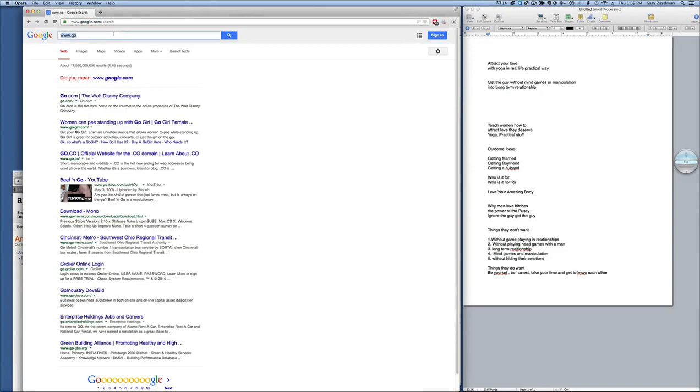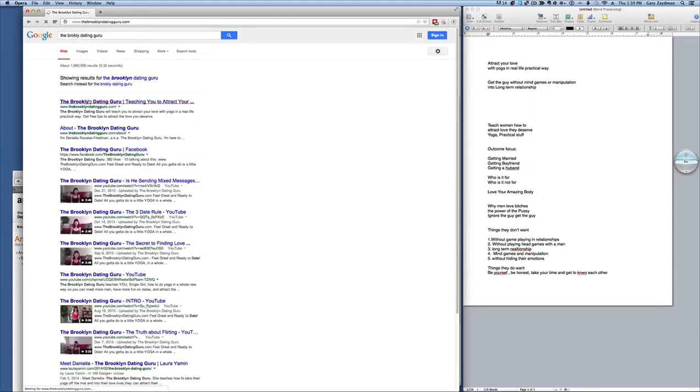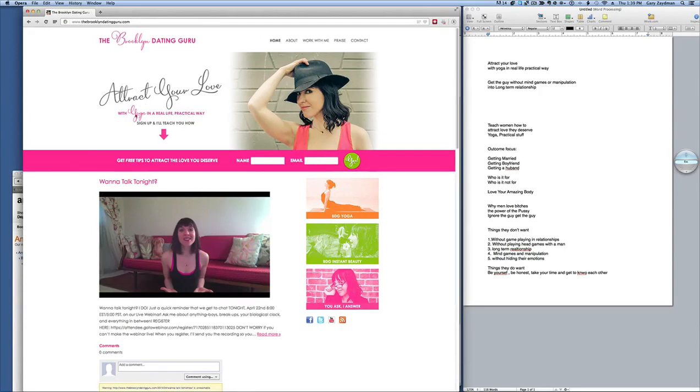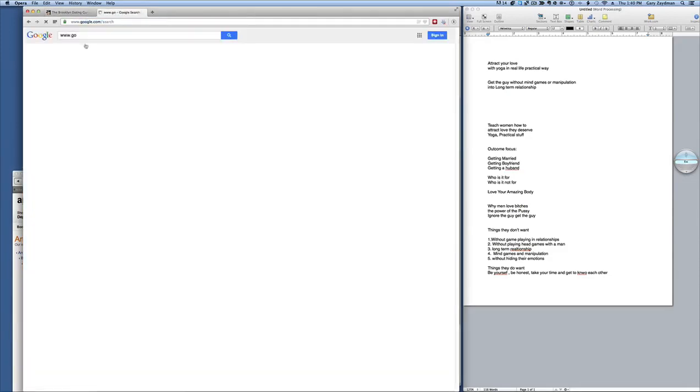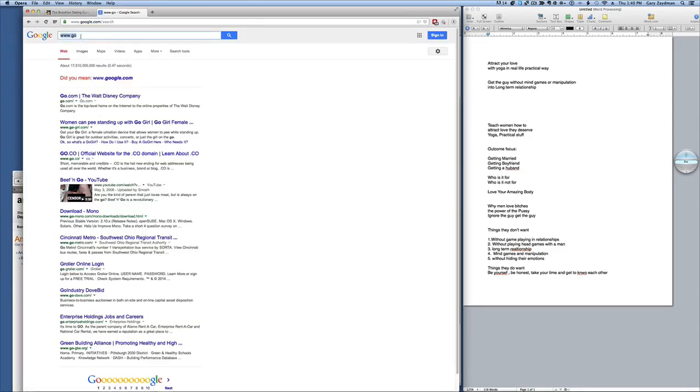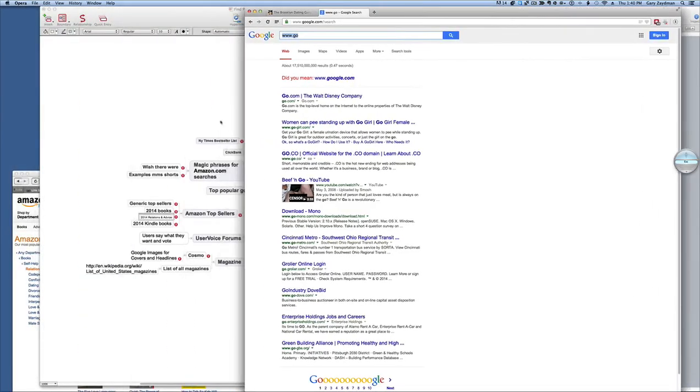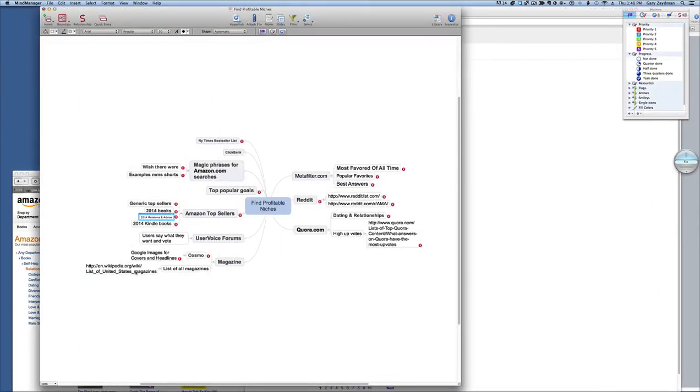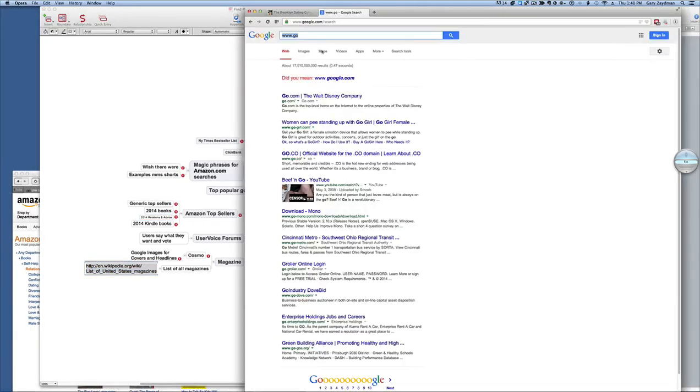So if we go back here to the Brooklyn Dating Guru, what it says at the top is: attract your love with yoga in a real life practical way. A strategy you could use to get a much better, clearer, more specific headline is to follow what magazines do. Magazines spend a lot of time and money coming up with the headlines for their covers. So right here, there's a list of the top magazines.